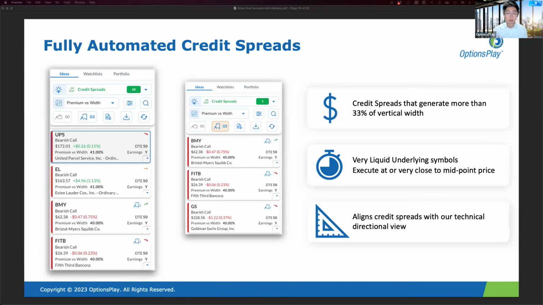So first thing, what we want to do is find credit spreads where you have a risk to reward ratio that's skewed in your favor. Number two, we also want to only scan for very liquid symbols, meaning stocks that you will be able to execute your options trade on at the midpoint or within just a couple of pennies off that midpoint. We do not want to scan for stocks that are not very liquid.